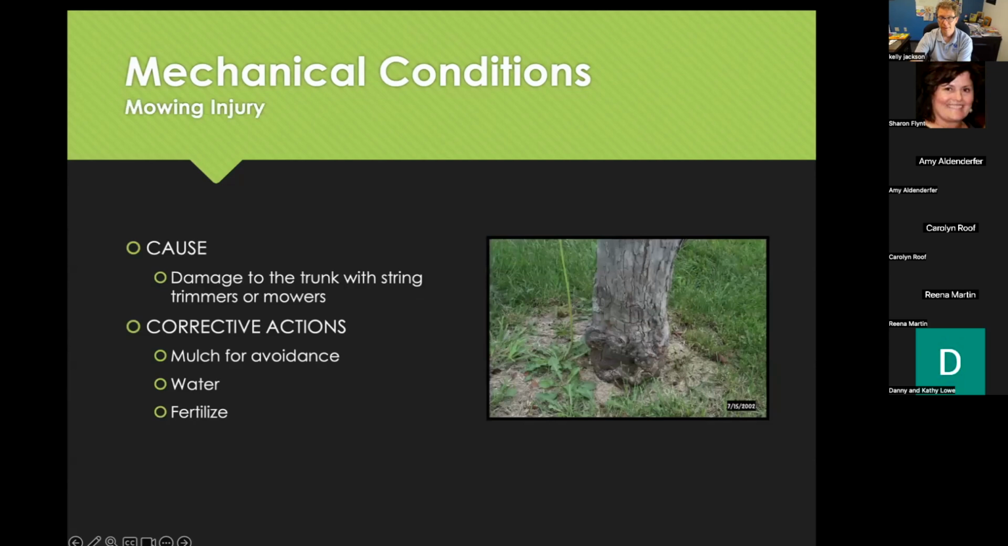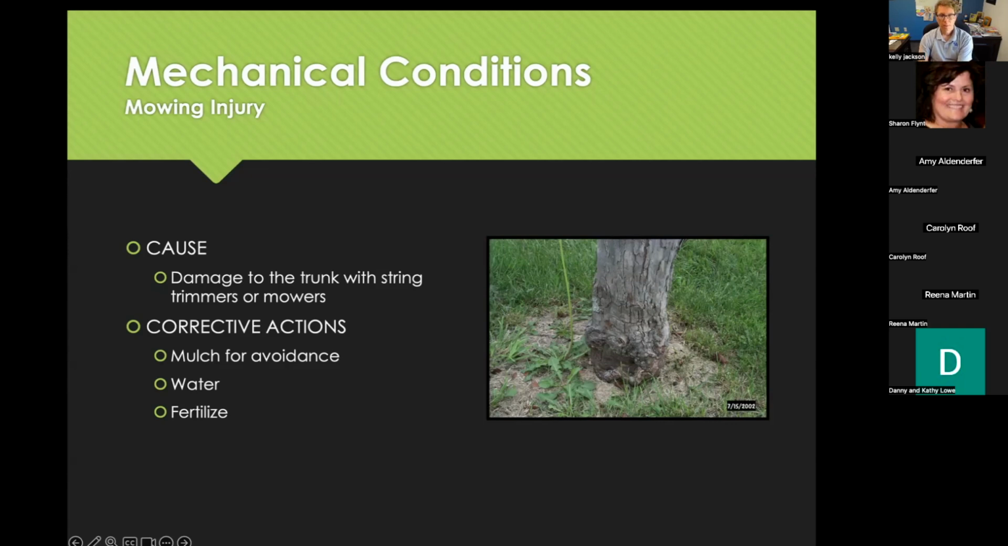Mowing injury, come on, we know better, right? You got a tree, but you don't have a mulch ring around it. And either you or someone you hire comes to mow it, and they hit it with that string trimmer every time, and it causes this big canker to form, which leads to disease problems. Or they whack it with the front of the push mower. These are all things that are easily avoided, but we term these all mechanical conditions, mechanical issues.